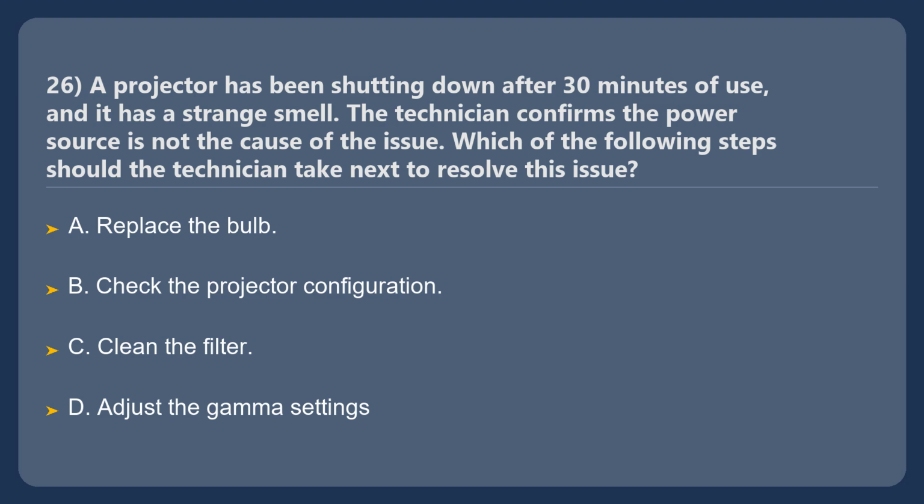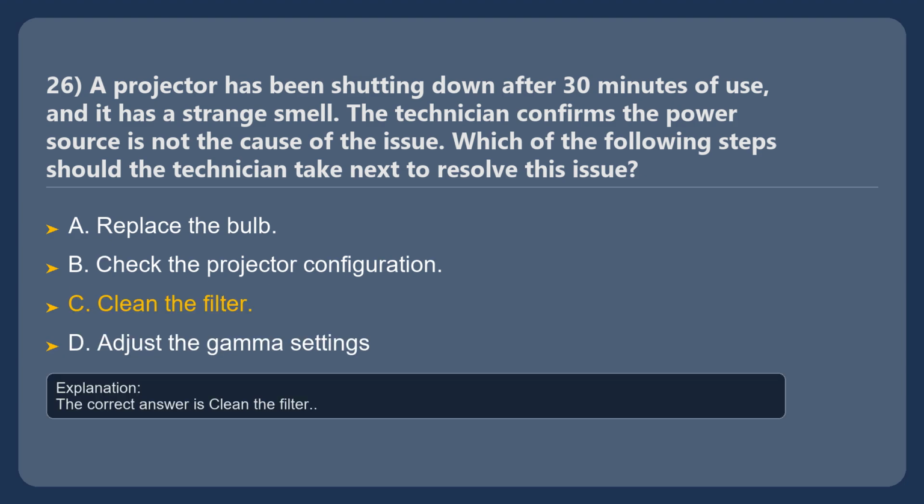Option A, replace the bulb. Option B, check the projector configuration. Option C, clean the filter. Option D, adjust the gamma settings. The correct answer is option C, clean the filter.